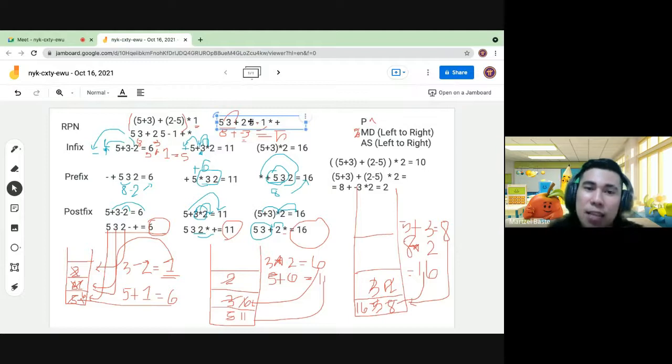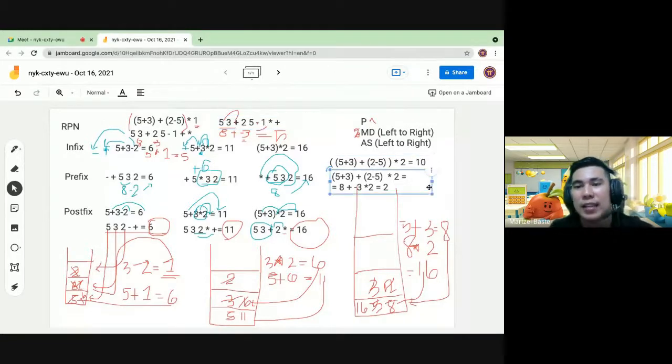So basta i-check ninyo later on, no. Kung mauna ni siya i-multiply niya si negative 3 sa 2 and then i-add niya si 8 minus result ni 2. Kung naka fully parenthesize siya, mao to atong gibuhat, ang result is 2, ang result ani is 10. Okay, sige, question.